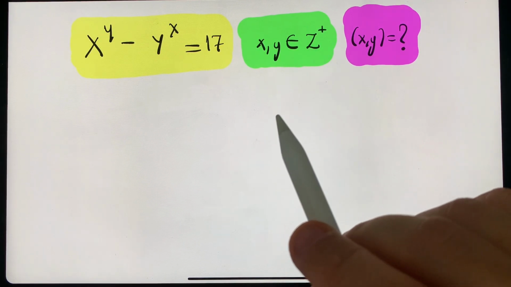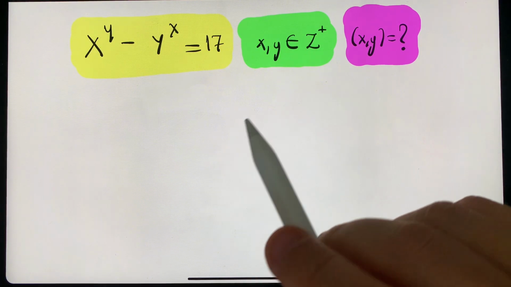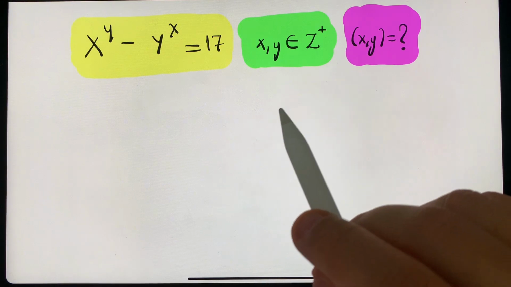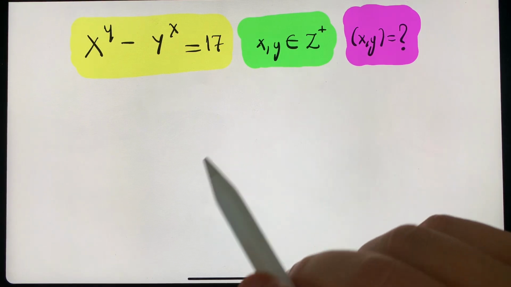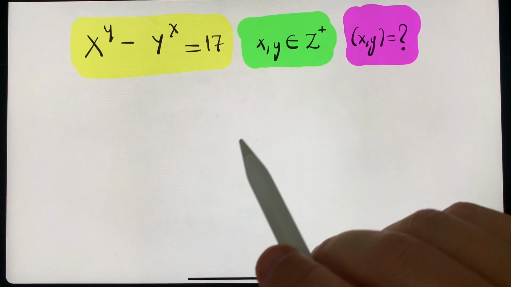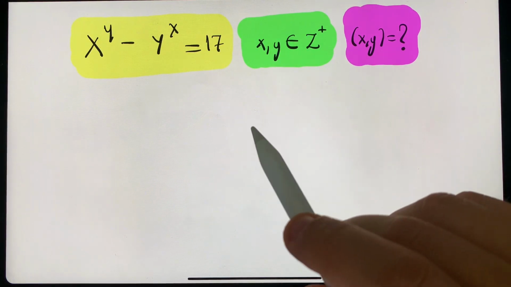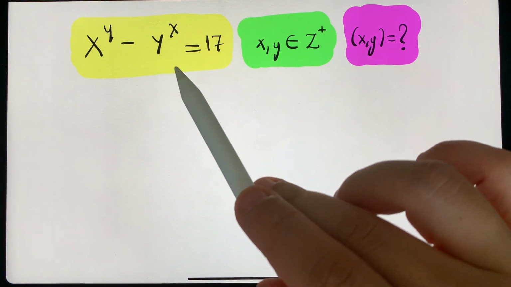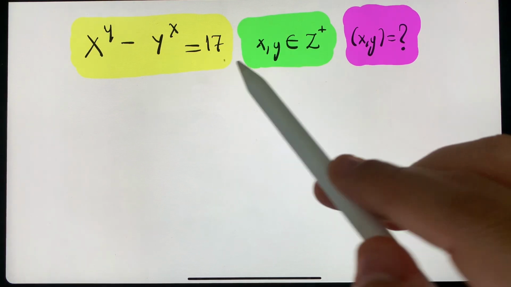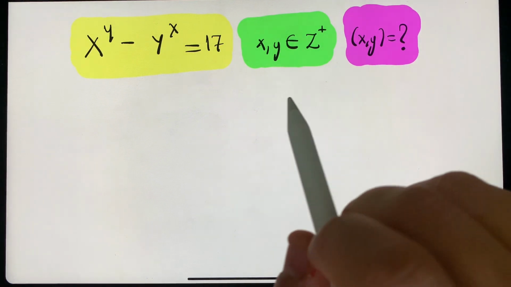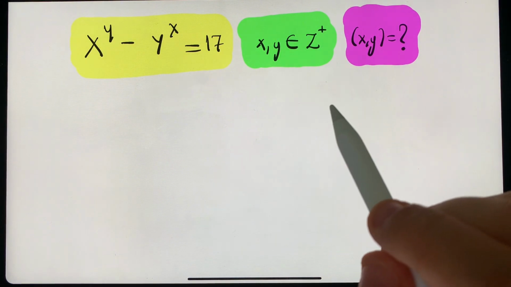Asked at the Japanese Mathematics Olympiad, a perfect one question. First, you can try to solve the question yourself. Please write the results you found in the comments. Do you think it's worth going to Japan? If we start our question: x to the y minus y to the x is equal to 17. It says that x and y are positive integers. He wants us to find the x, y values.